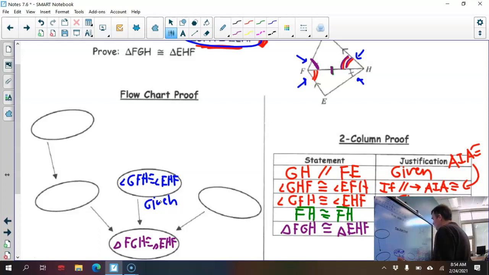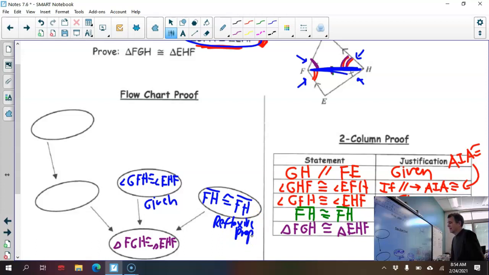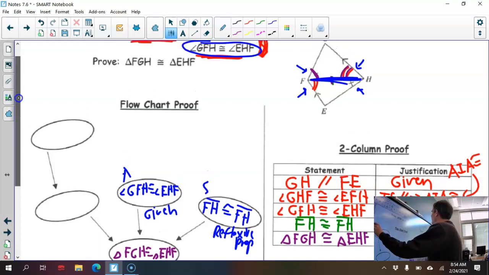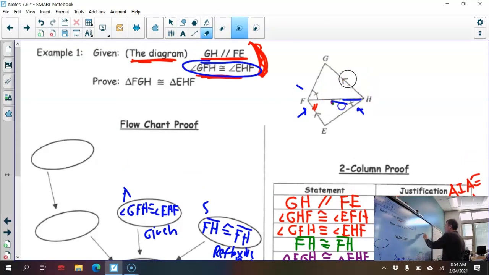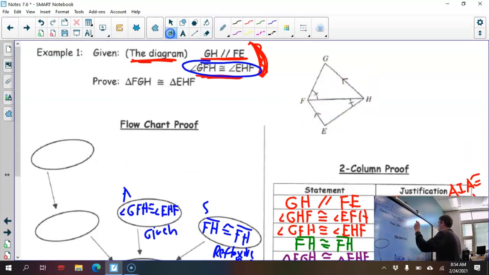All right. I also had this other thing, this line down the middle, right? It's in both triangles. I know that FH is congruent to FH, and that was the reflexive property. All right. So I have one of my angles. I have my side. I need one other pair of angles. Now, what other pair of angles do I know are congruent to each other?